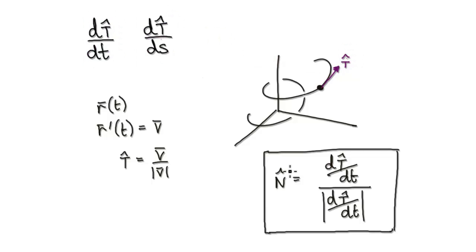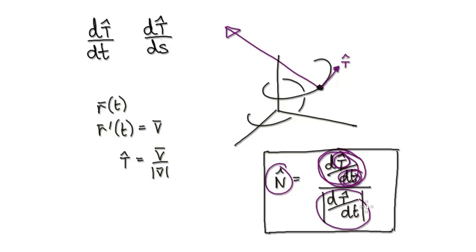to compute the unit normal, we would normally do this. We would differentiate the unit tangent with respect to time. That would give you a new vector, and then you divide it by its magnitude. So let's imagine the magnitude is 3. You divide it by 3, and then that will give you a unit normal. So that has always been our routine.